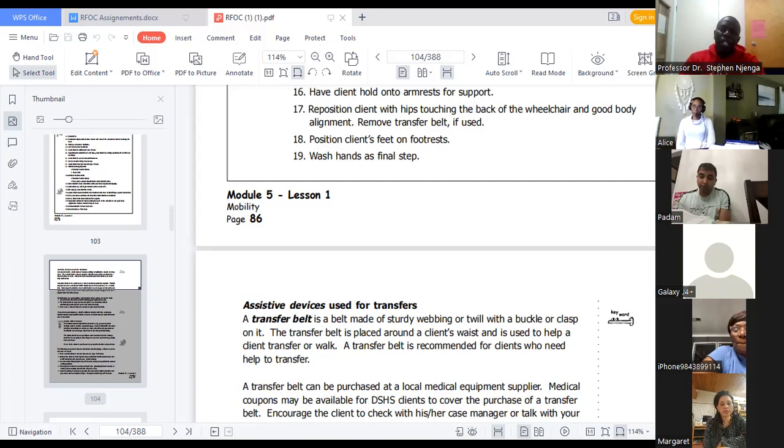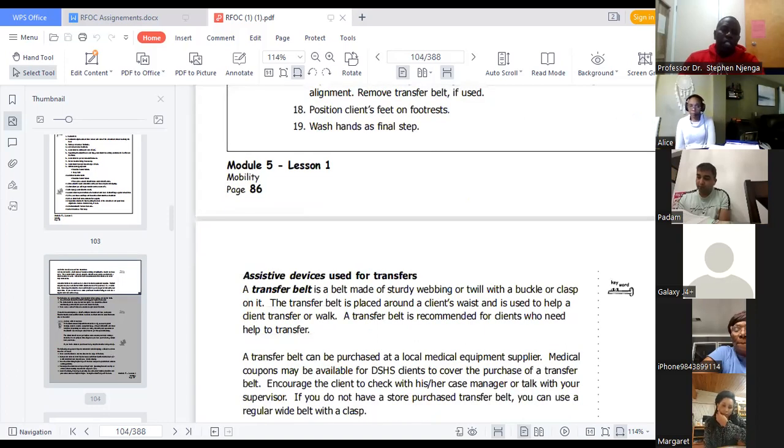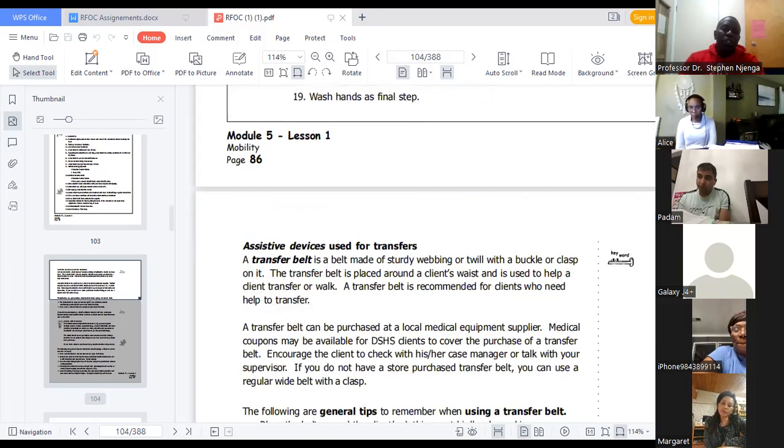Assisting devices for the transfer, page 86. A transfer belt is a belt made of sturdy webbing or twill with a buckle or clasp. Tomorrow I'll come with a gait belt, then I'll show you. So the transfer belt is placed around the client's waist. It's used to help the client to transfer.